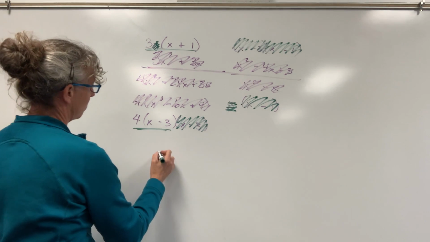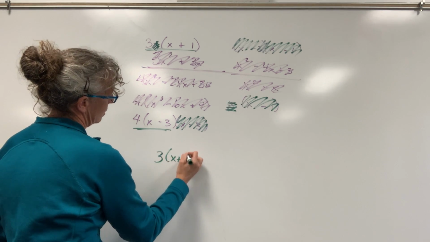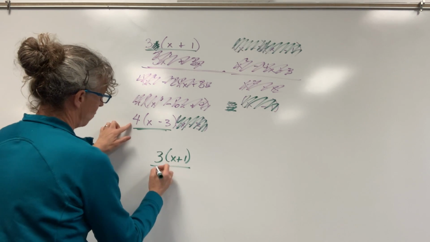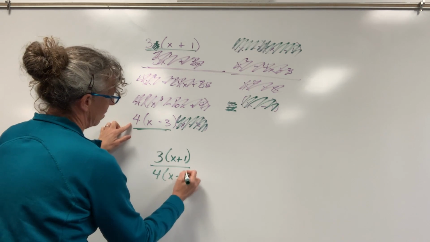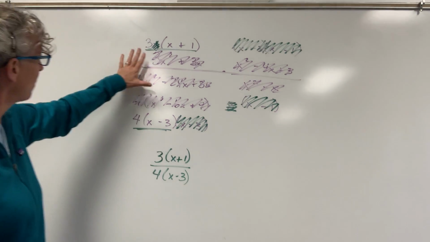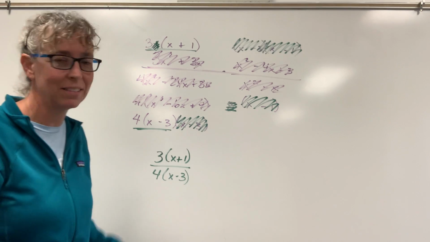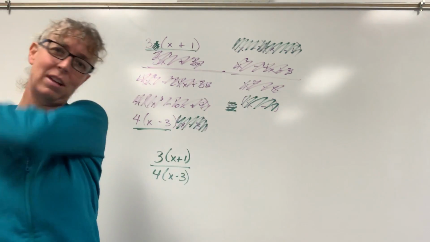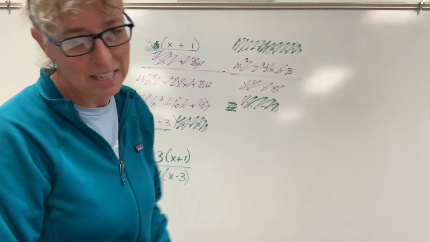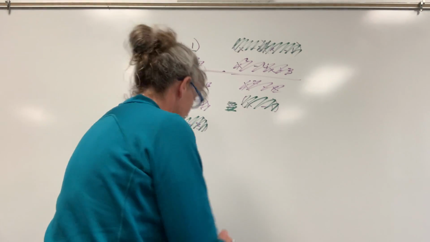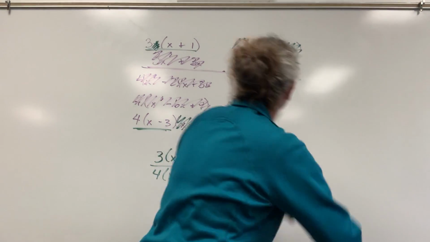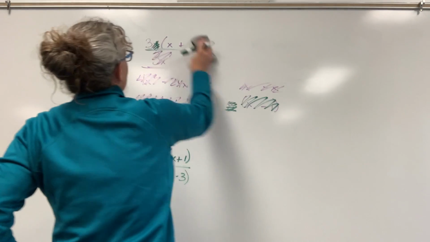So we're left with a 3, x plus 1 on the top, and a 4, x minus 3 on the bottom. We went from all of this craziness to this. Isn't that fun? So exciting. Crossing stuff out and getting rid of it. I love it. All right, example number 3. Oopsie, lost my eraser. Example number 3.